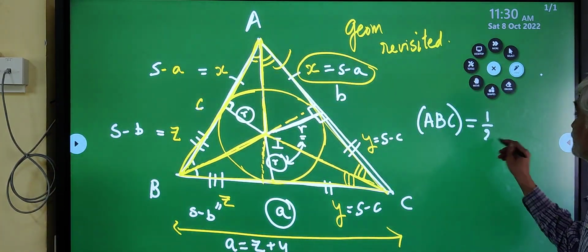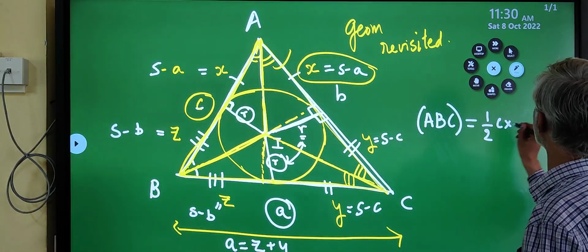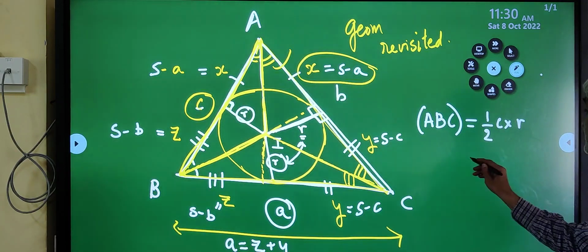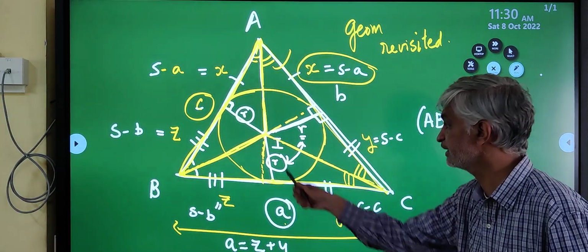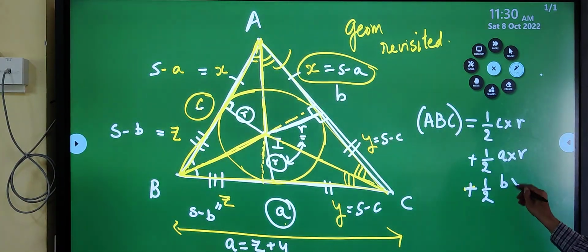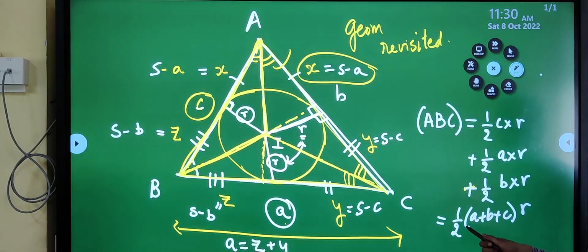So it's going to be half, what is the base here? It is c. So half c into height, and the height happens to be the inradius. Now similarly for this particular triangle, it's going to be plus half a into r, plus half b into r. And I just simplify this and I get half a plus b plus c into r, and you already have used half of the perimeter as s. So this is equal to s into r. And what a neat formula we have.